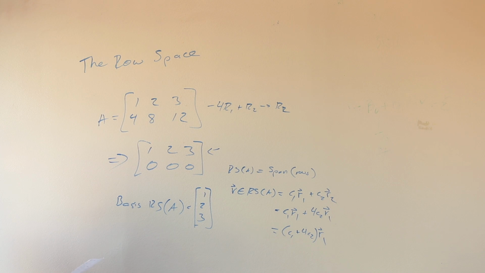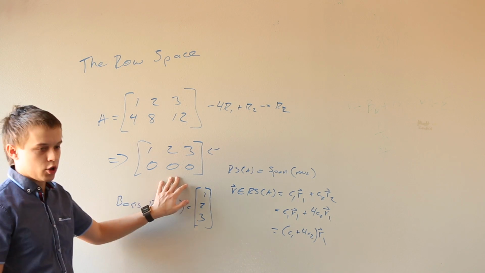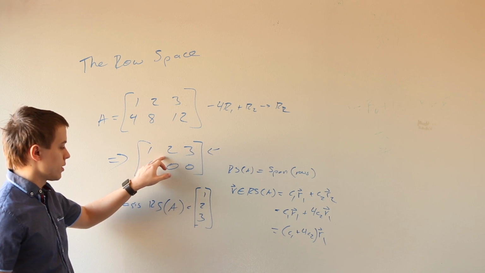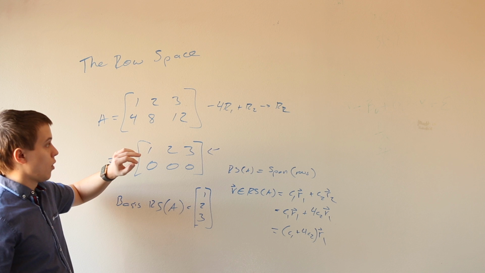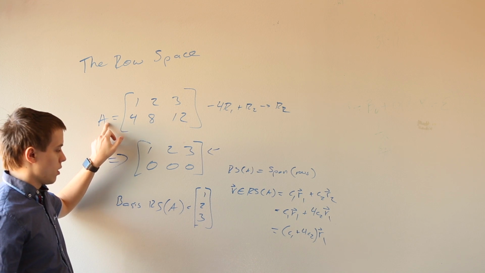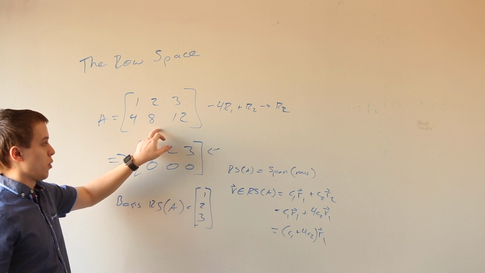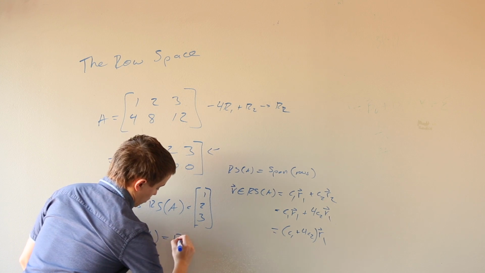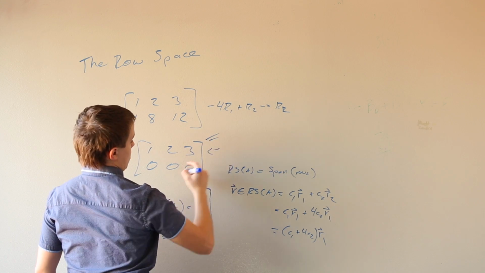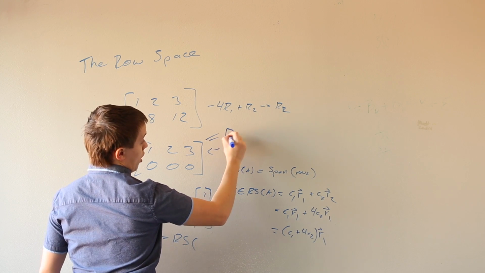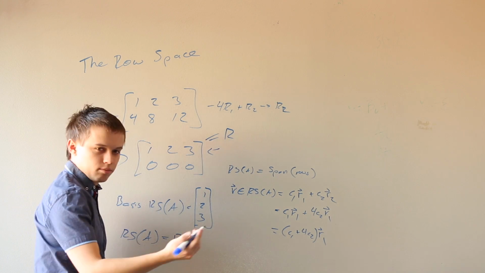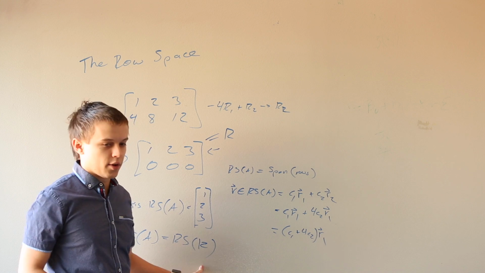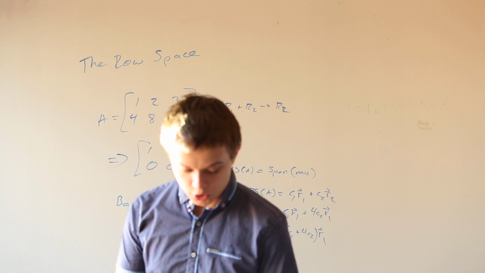So now we have this reduced row echelon form matrix, and the basis for this matrix is the same as the basis for this matrix. The basis for the row space of this matrix is the same as the basis of the row space for this matrix, which means that Rs of A is equal to Rs of R, where we call this matrix R for reduced row. My claim is that the row space of A is equal to the row space of R. Now that's a very bold assertion, so let's prove that.